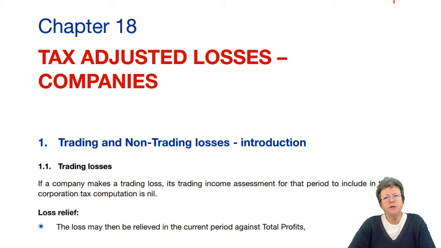Companies, just like individuals, can have losses at various times during their trading life, and this chapter discusses the trade losses and the other losses available for companies. How do we get relief and how does that work? So we're looking at tax adjusted losses for companies.